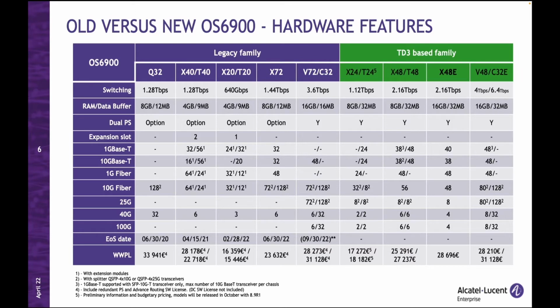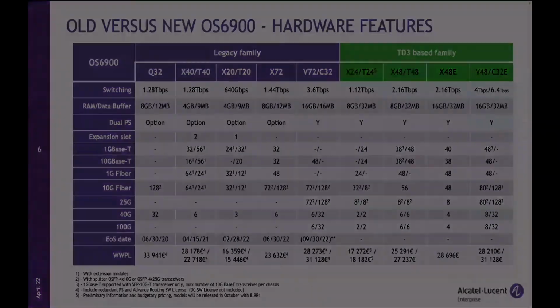You have the EOS date of old models there. The last two switches that are not EOS yet are the V72 and T32, but it is planned for the end of September or maybe end of October.